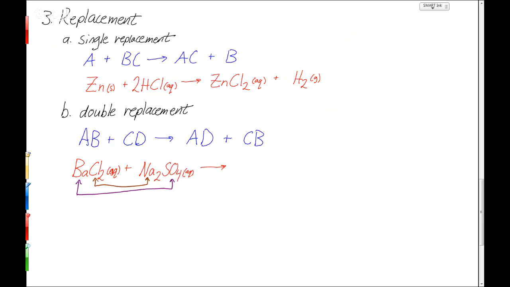Now we have to make sure that the charges match up. So what's the charge on barium? Number 56. 2 plus. And what's the charge on sulfate? Minus 2. So plus 2, minus 2. Barium sulfate is going to be just like this, right? That's actually a solid.